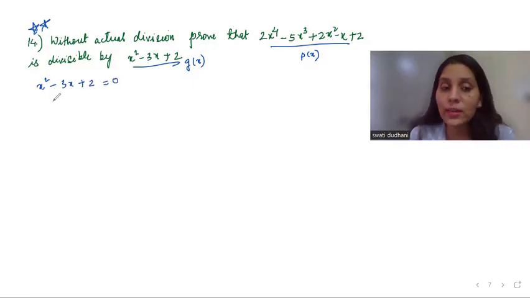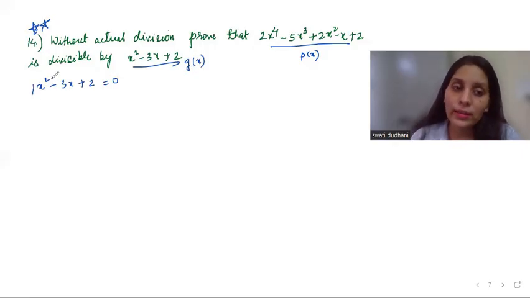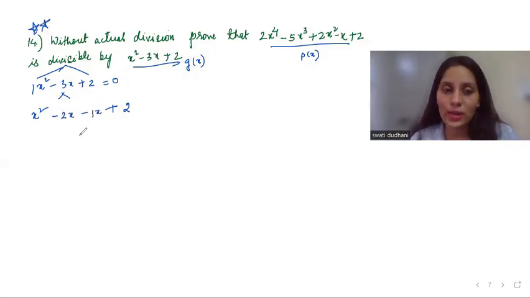Now here we can clearly see that this is a quadratic polynomial, so you will have 2 zeros in it. How do we find them? By splitting the middle term. How do we split the middle term? Your product of first and last is 2, and you need to split the middle term. So 3 can be written as minus 2x minus 1x, which will give you minus 3x.